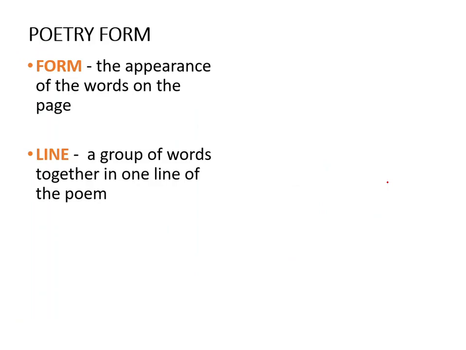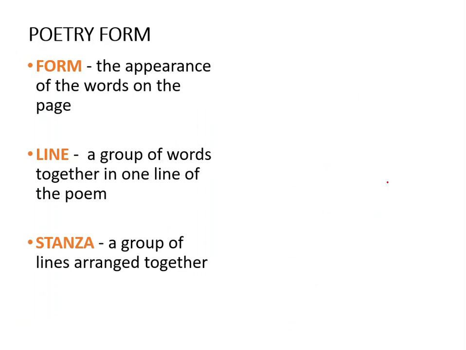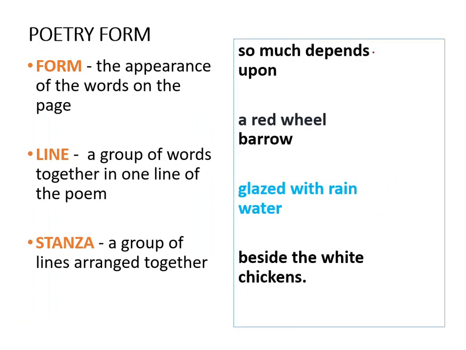So poetry form, going beyond the speaker and looking at the form, the appearance of the words on the page. A line is the group of words together, one line of the poem. A stanza is a group of lines arranged together. So here I have a different poem. So much depends upon a red wheelbarrow glazed with rainwater beside the white chickens. This is a line. This is a stanza. These are called couplets because there are two lines in each stanza.